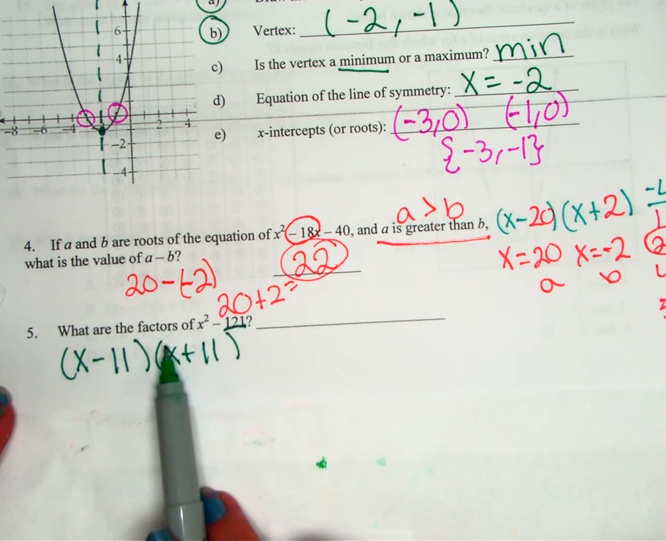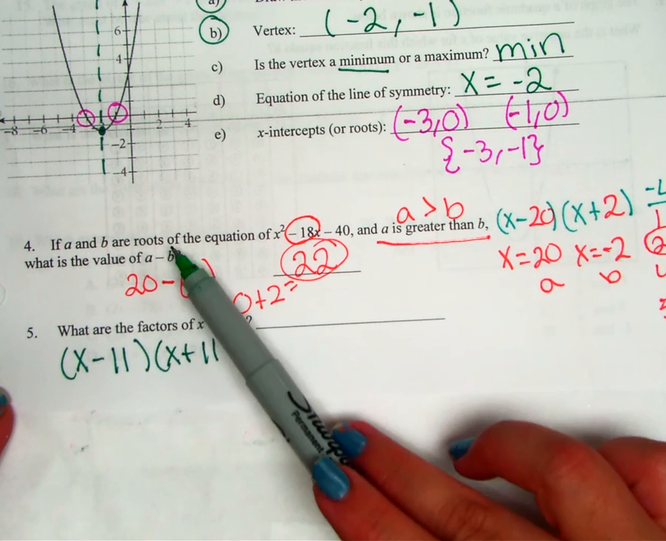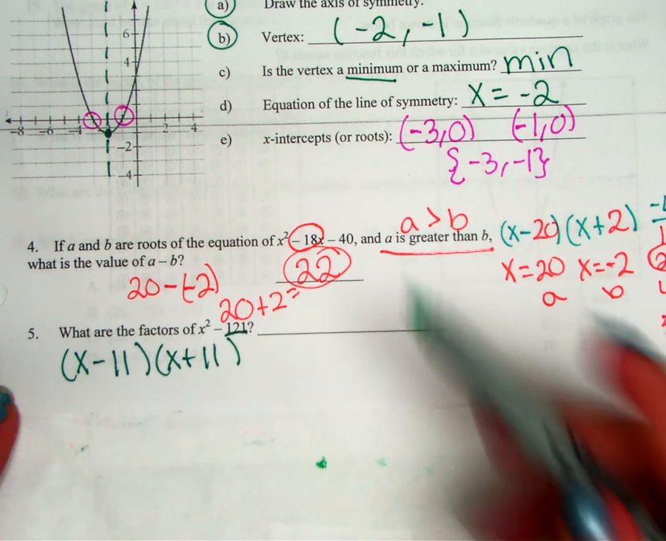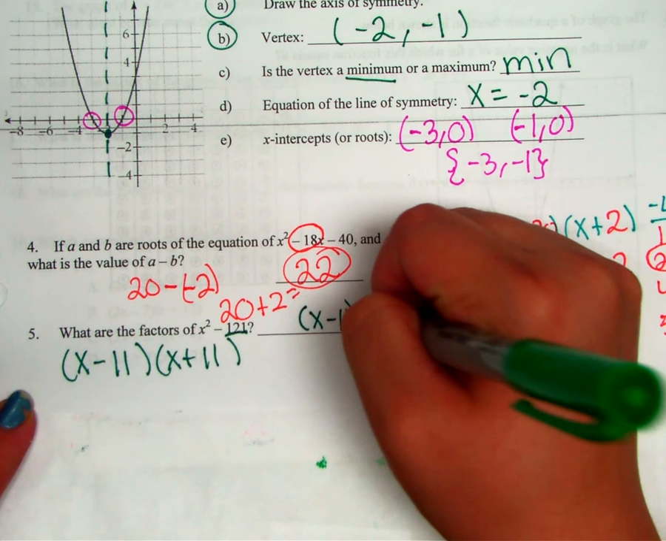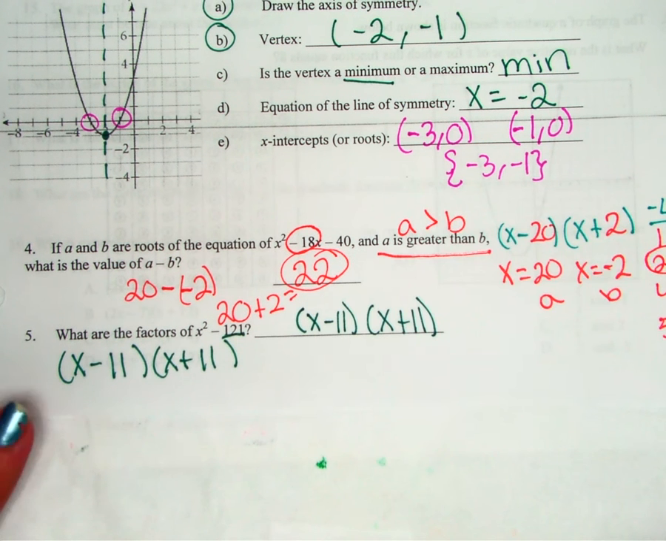Now it's asking for the factors. They're not asking for the roots or anything like that. So you're going to leave it. Your answer should be x minus 11 and x plus 11.